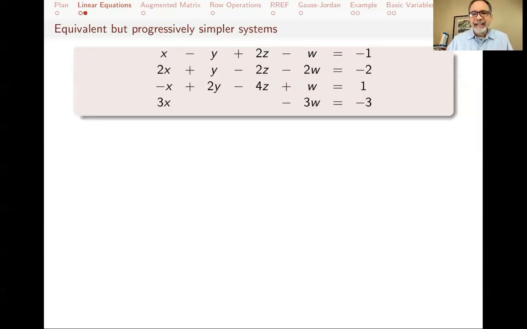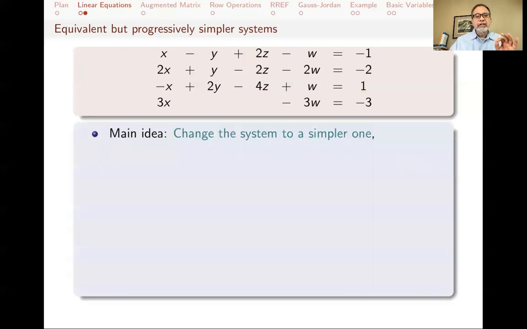Our basic idea is that we want to find equivalent but progressively simpler systems. We want to start with this guy, and we want to manipulate it until it becomes simpler, and then that simpler one we want to solve. We want to make sure that along the way we don't change the solutions. So when we manipulate the system and make it simpler, we want to get a system that doesn't have any fewer solutions or any extra solutions from the one we have.